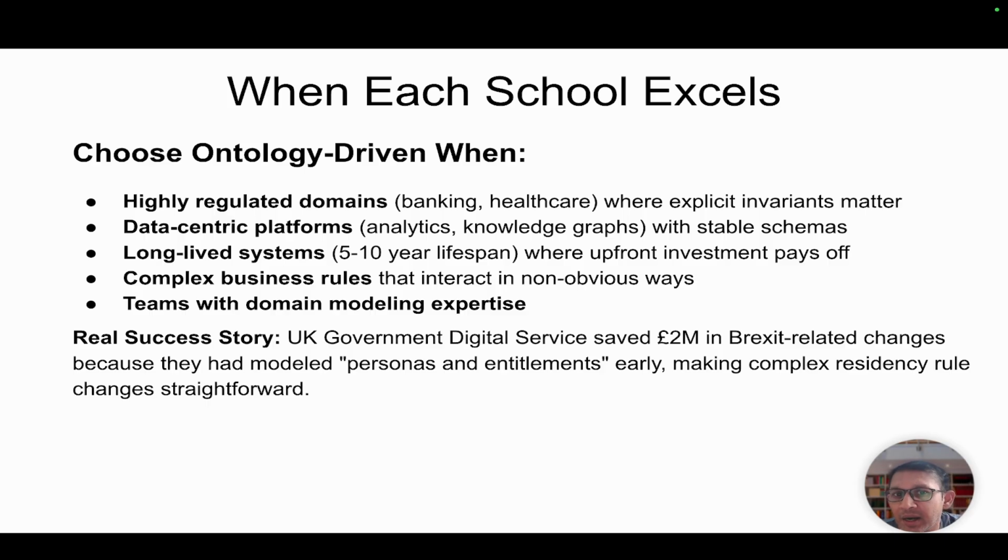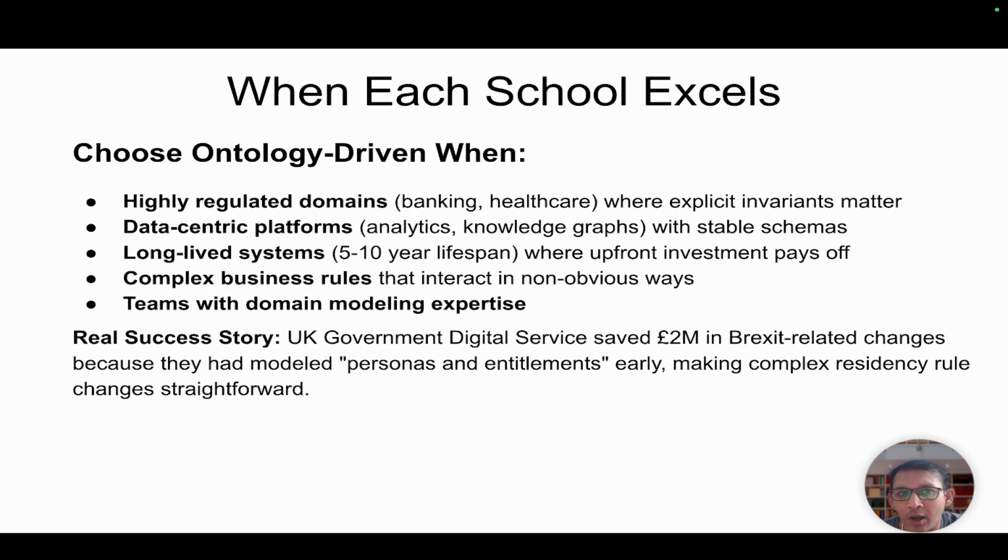Choose it for data centric platforms like analytics systems or knowledge graphs, where you're dealing with stable schemas and complex relationships between entities. The upfront investment in modeling pays off every time you need to add new reports or integrate new data sources. Choose ontology driven design for long lived systems with 5 to 10 year spans where the upfront investment will pay off over time.